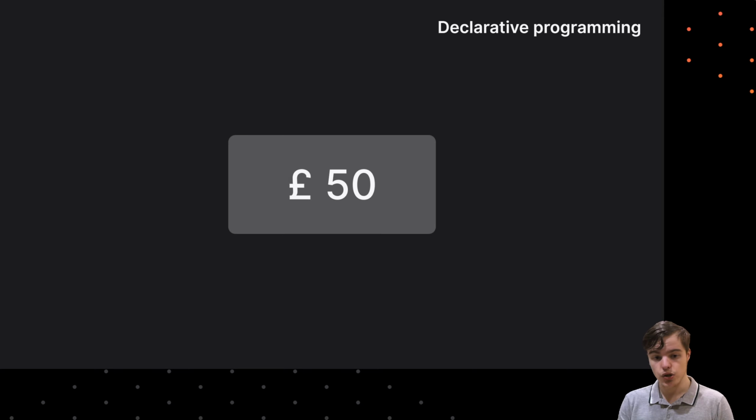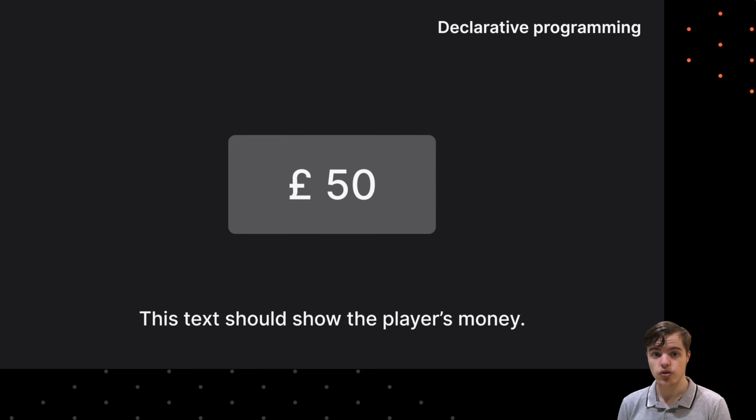Say, for example, we have this UI element, which shows the player how much money they have. With declarative programming, we would just tell the computer, this text should show the player's money. We don't care when the computer has to change the text. We don't care how it does it. All that we care about is that in the end, the text will always show the player's money. It's just as simple as that.